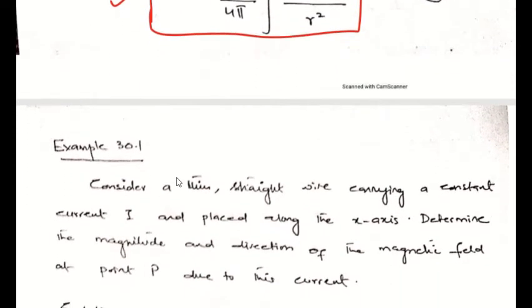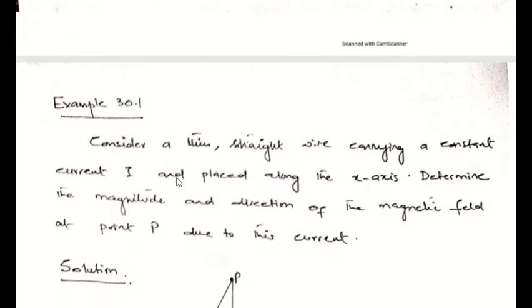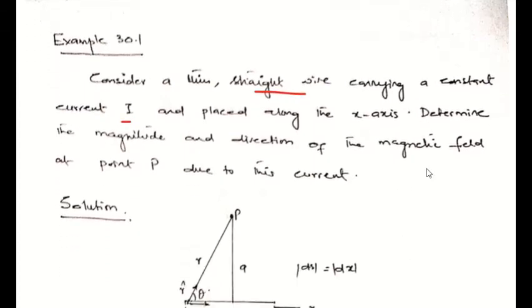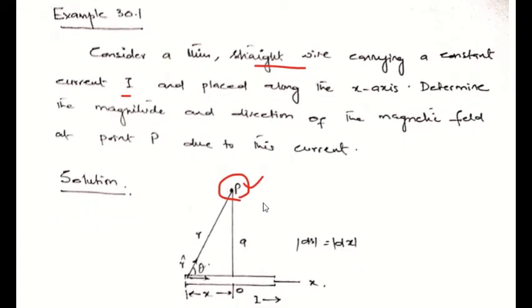So example 30.1 says that consider a thin straight wire carrying a constant current I and placed along the x-axis. So the conductor is placed along the x-axis. Determine the magnitude and direction of the magnetic field at point P. So we have to find the magnitude and direction of the magnetic field at this point due to this current carrying conductor. So this is the current carrying conductor and is placed along the x-axis.